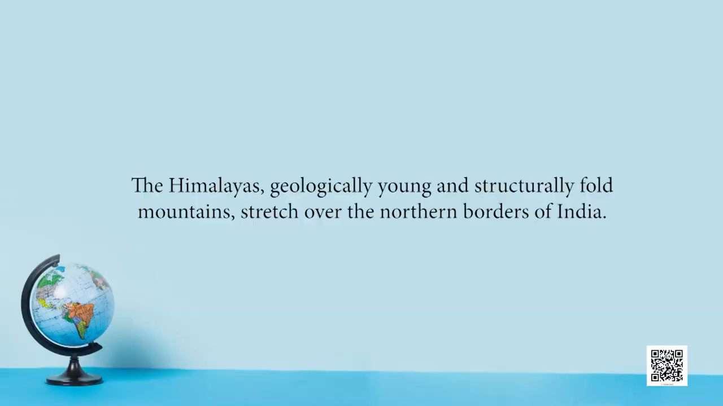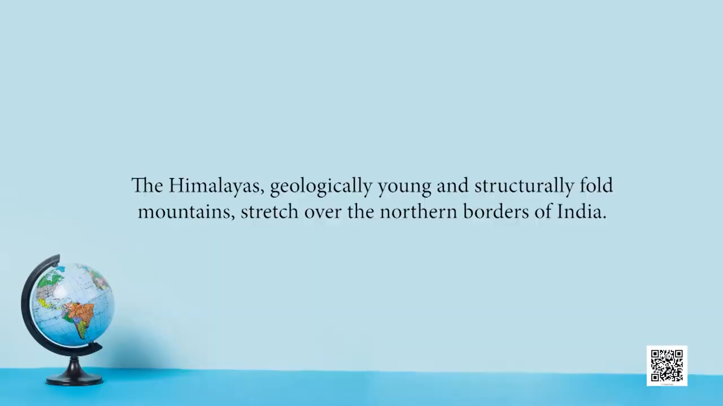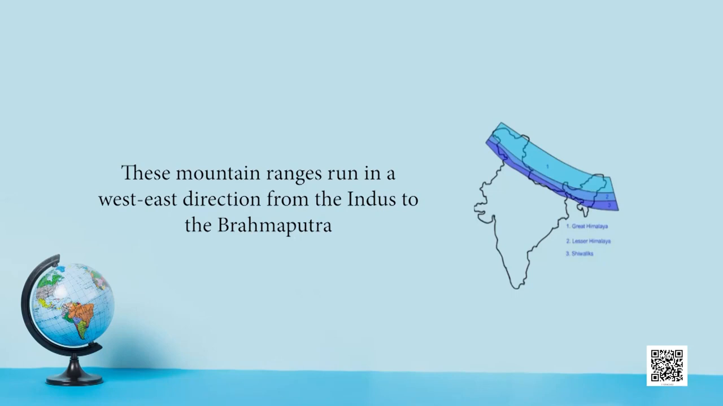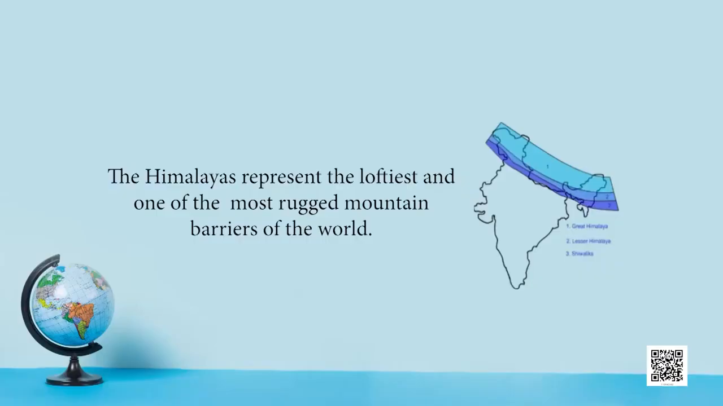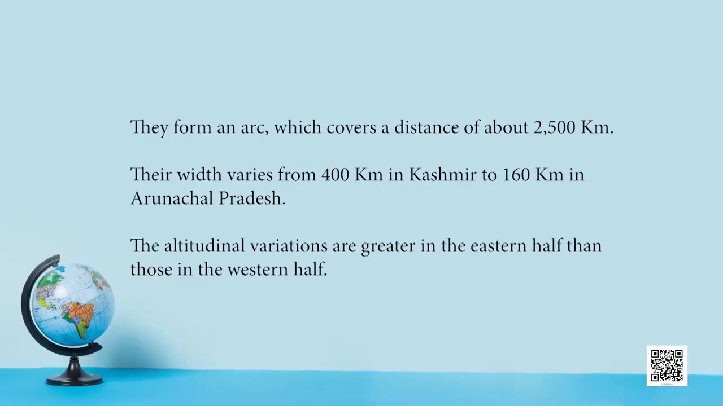Now we'll move on to the first subdivision of the physical variations in India, that is the Himalayas. The Himalayas are geologically young fold mountains. As I've told you, they form the northern borders of India. The mountain ranges run in a west-east direction from the Indus to the Brahmaputra. The Himalayas represent the loftiest and one of the most rugged mountain barriers of the world. They form an arc which covers a distance of about 2,500 kilometers.